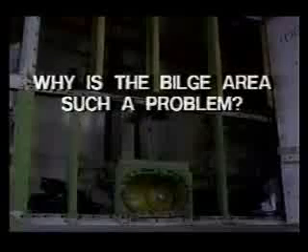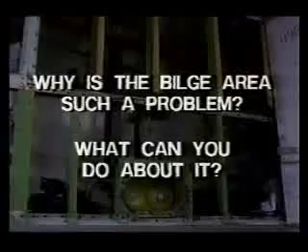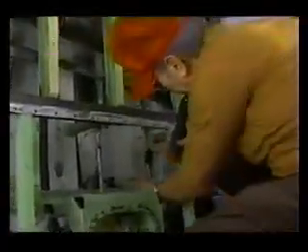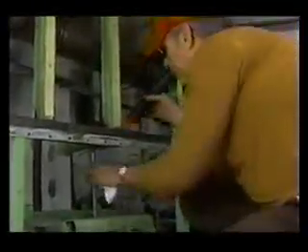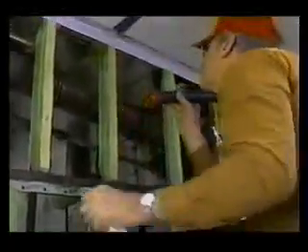Why is the bilge area such a corrosion problem, and what can you do to stop it? The bilge area is a common trouble spot in all aircraft since it collects waste fluids, water, and other debris which can set up a corrosion cell. Keeping bilge areas dry is the best way to protect against corrosion. Corrosion preventive compounds can also be applied to these areas.